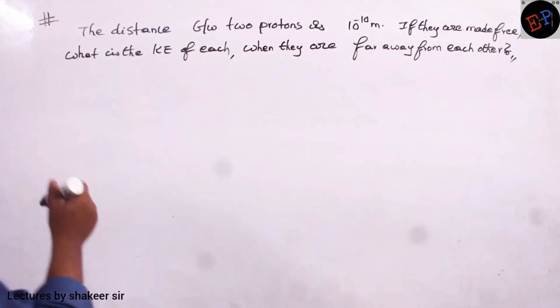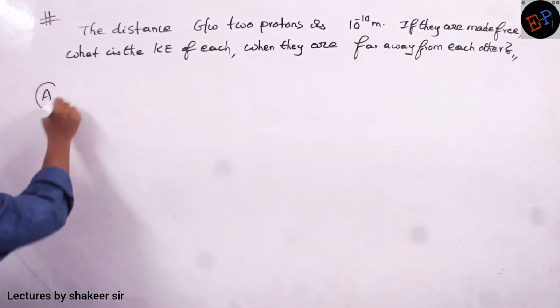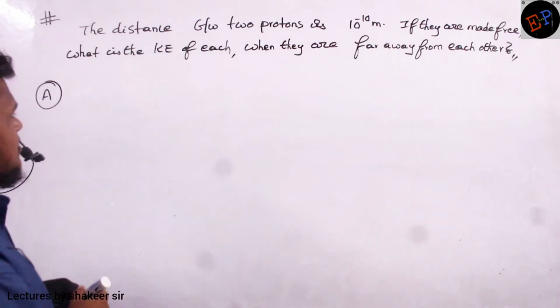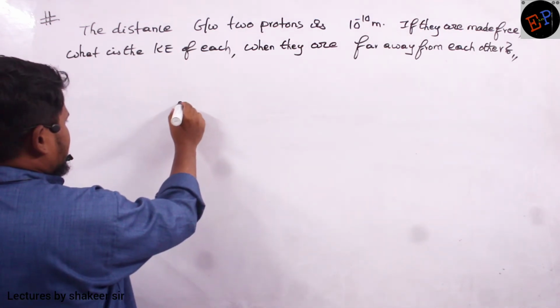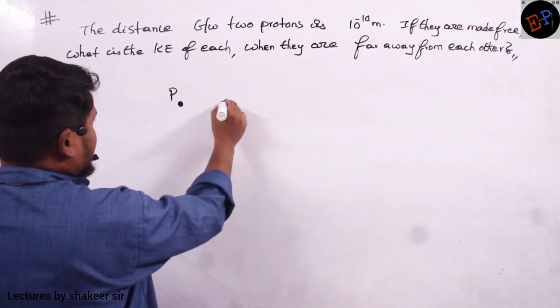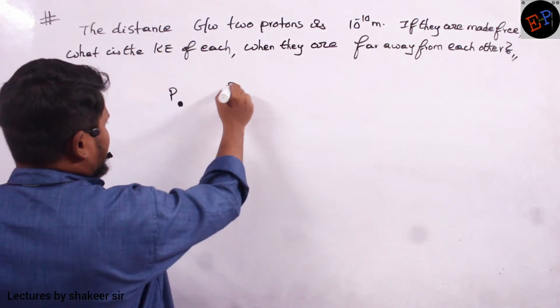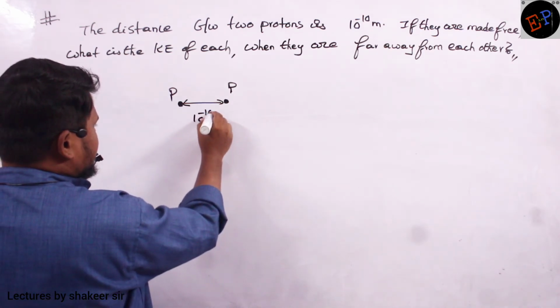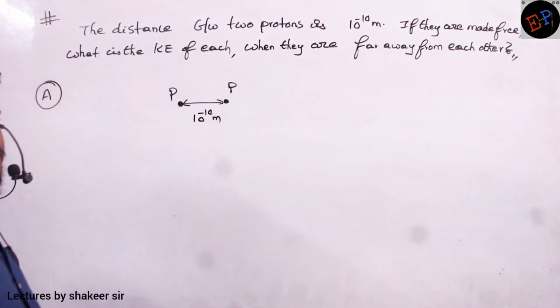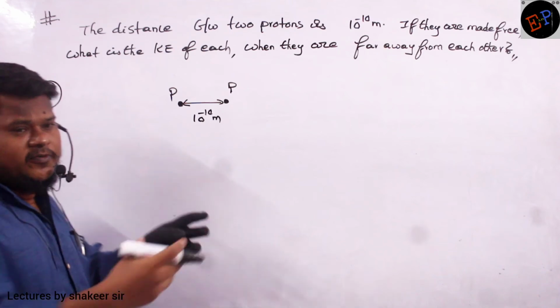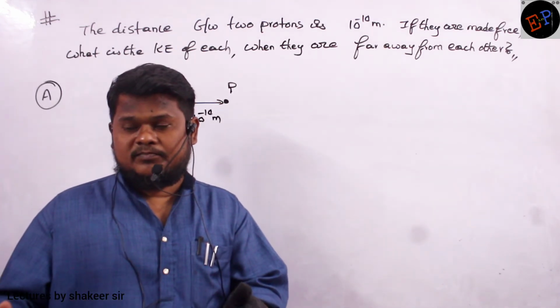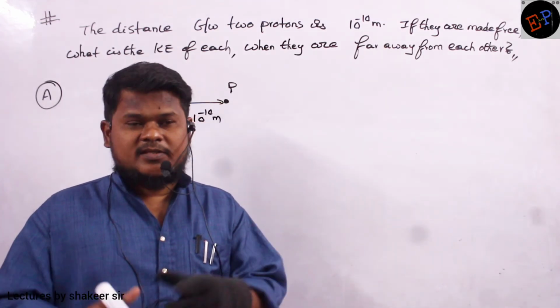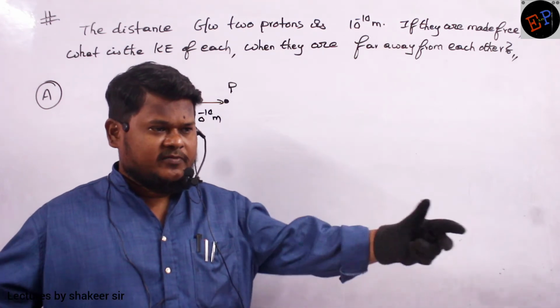See this question. The distance between two protons: consider here there is one proton, and here there is one more proton. And the distance between them is 10 power minus 10 meters. Clear, no? So if they are made free, it means if I release them, what happens? Because of repulsion, they start moving away from each other.